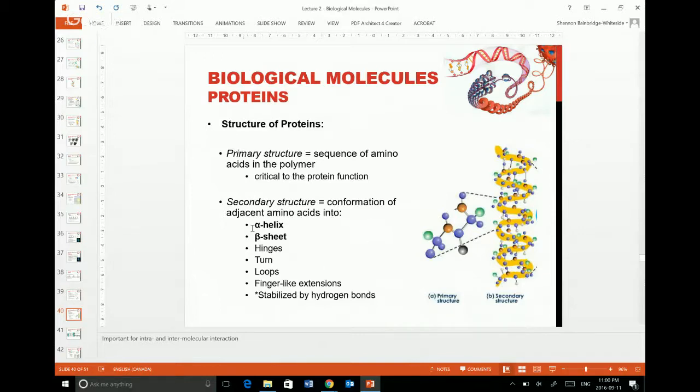The folding that happens is what's called the secondary structure, and it's really the conformation that those amino acids sitting side by side force the polypeptide chain into. The two most common secondary structures that we see are the alpha helix and the beta sheet, which you'll see on the next slide. There's also a few other ones that you may hear over the course of this 2305: hinges, turns, loops, finger-like extensions, which for the most part are stabilized by hydrogen bonds.